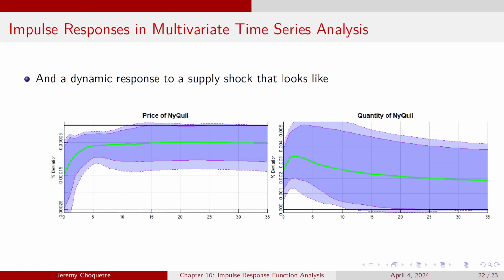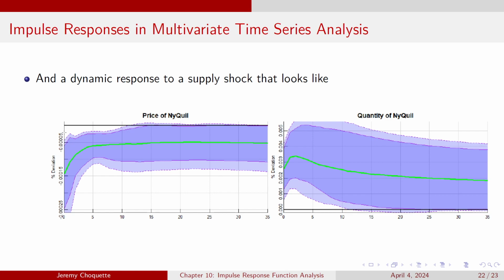What about that supply shock that we're talking about? If there's a supply shock to NyQuil, what would happen? Well, the quantity goes up. So how do we know that? Look at the vertical axis. These are positive numbers here. The maximum response to a supply shock of NyQuil occurs a couple days after, and it's about 0.0035% above steady state.